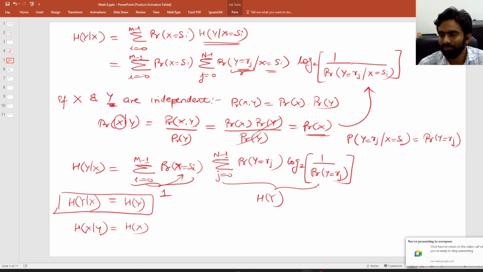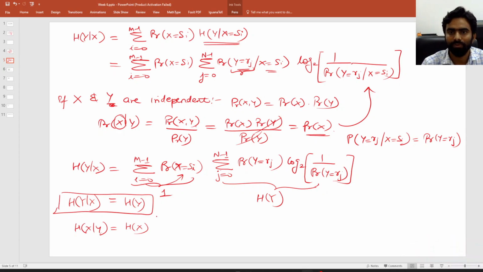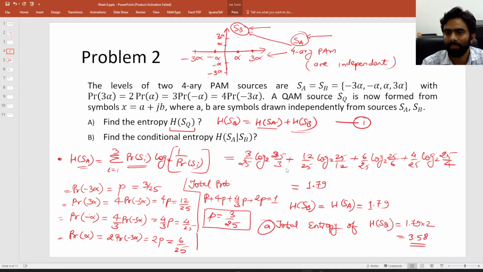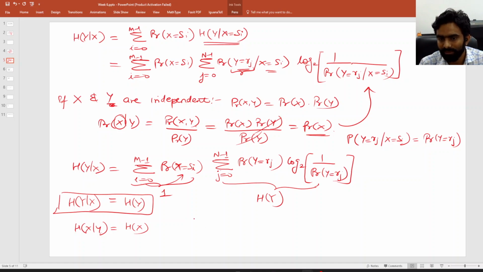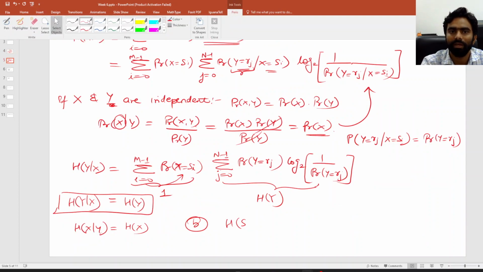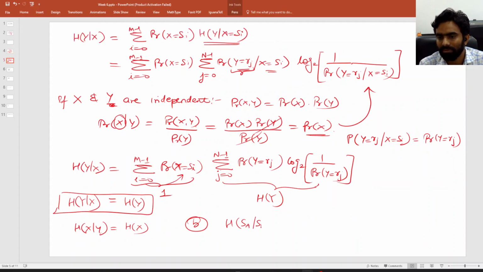In our question, we have to find the conditional entropy of SA given SB. So in part B, we have to find the entropy of SA given SB. Now by using this property, it would be H of SA only. Clear? So that would be equal to, we have already found, 1.7.